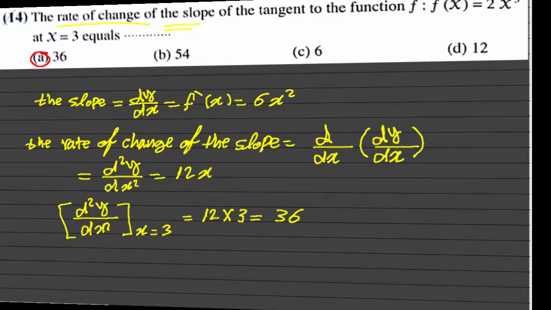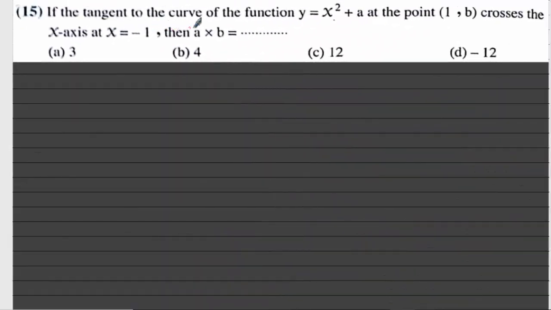Question number 15. If the tangent to the curve of the function y equals x squared plus a at the point (1, b) crosses the x-axis at x equals -1, then a multiplied by b equals? The requirement here is to find a multiplied by b. The options are 3, 4, 12, or -12.